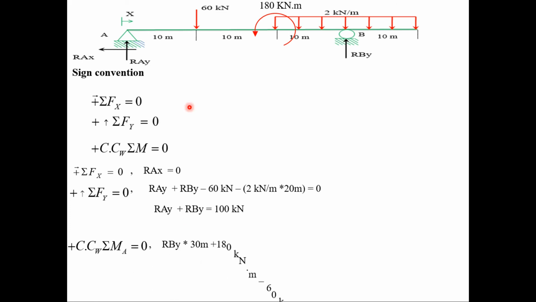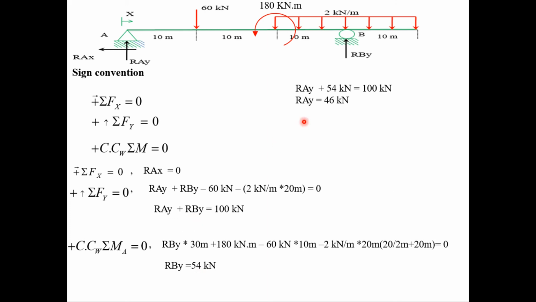So by taking moment at support A, we have RBY multiplied by its corresponding moment arm 30 meter plus this counterclockwise moment 180 kilonewton meter minus this 60 kilonewton makes a clockwise moment, so minus 60 kilonewton multiplied by 10 meter, minus the moment created by this uniformly distributed load, so minus 2 kilonewton per meter multiplied by 20 into its moment arm 20 over 2 plus 20 meter. So RBY will be 54 kilonewton. Substituting this into the previous equation, RAY will be 46 kilonewton.